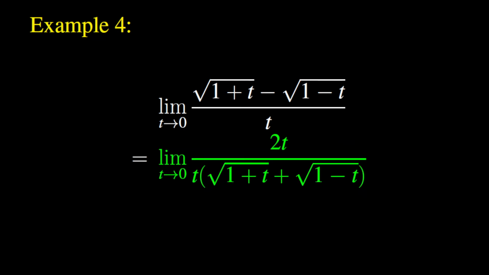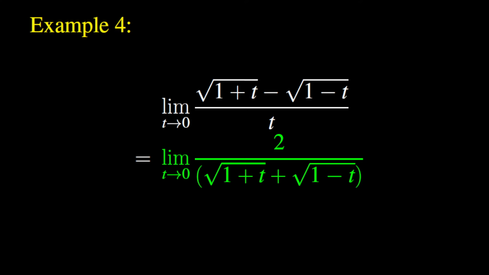In sum, the newly simplified expression is 2t divided by the expression t times the square root of 1 plus t, plus the square root of 1 minus t. We see that we can still simplify this expression further. In fact, the quantity t appears on both the numerator and denominator. So it is a common factor that should be simplified. Thus we cancel out t on the numerator and the denominator. Therefore, the fully simplified expression is 2 divided by the square root of 1 plus t, plus the square root of 1 minus t.